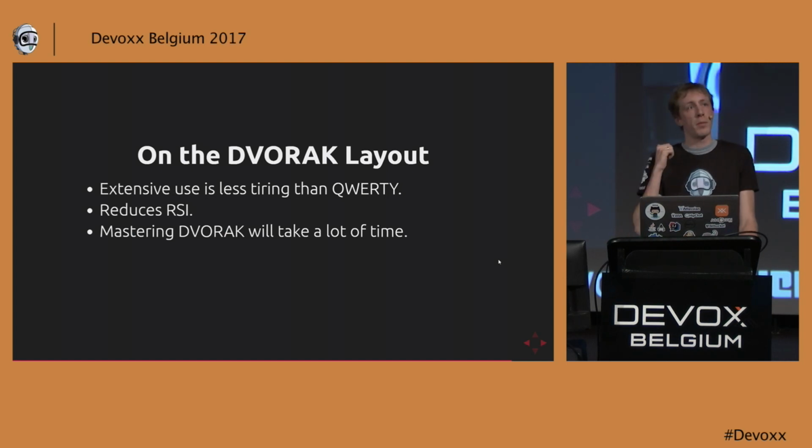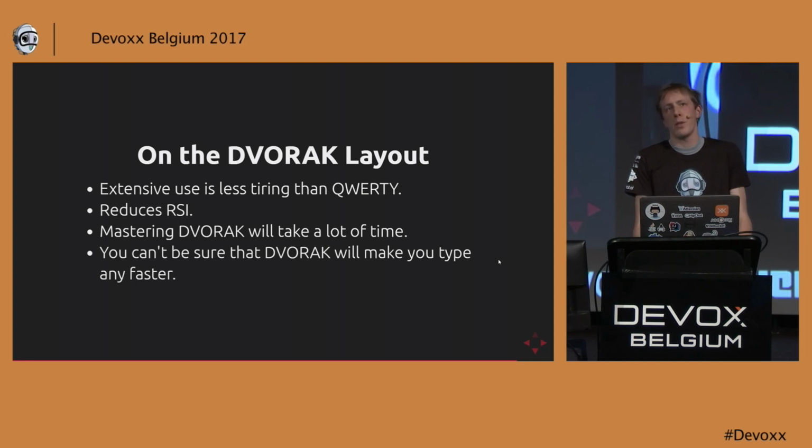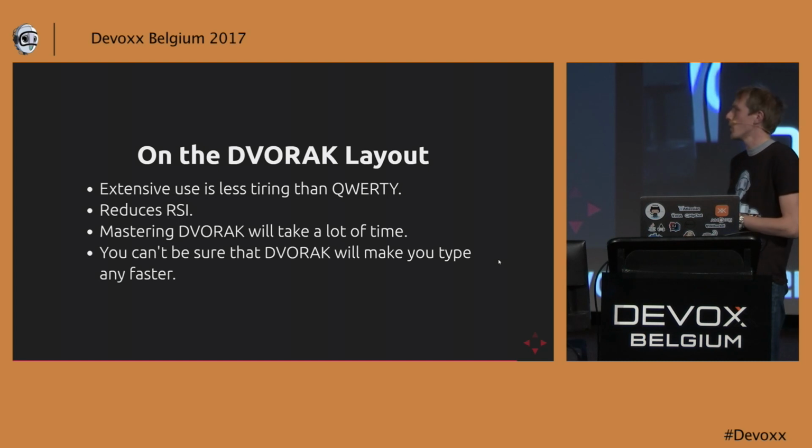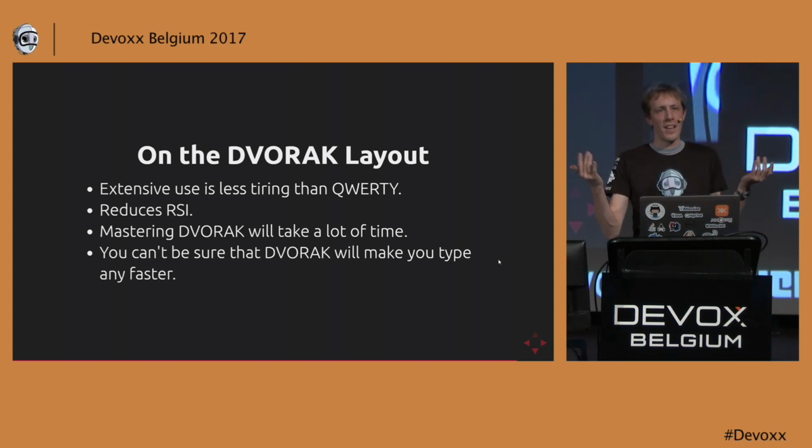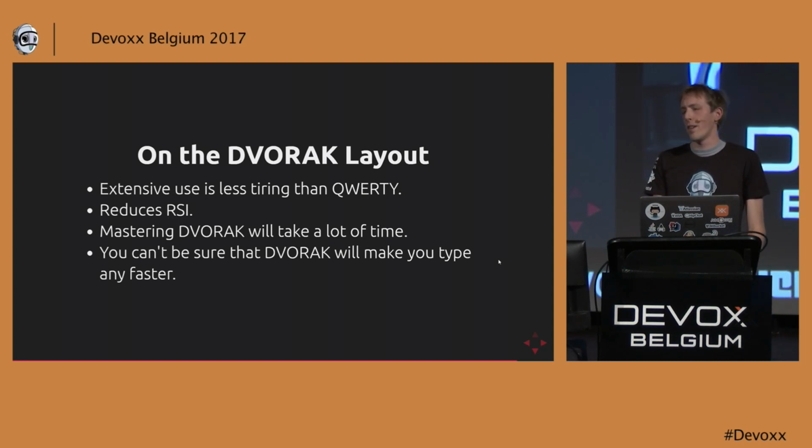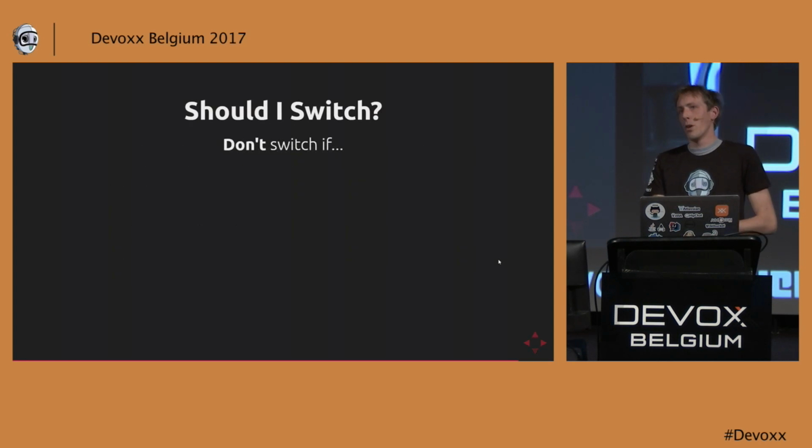You saw in the graph, after 6 months of exercising, I'm at like 3/4 of my Qwerty speed. It's not equal yet. So you can't really be sure that Dvorak will make you type any faster, at least not in half a year or so. So I'm going to give it another 6 months and hope I will be at my Qwerty speed level, but I can't be sure. So should you switch?